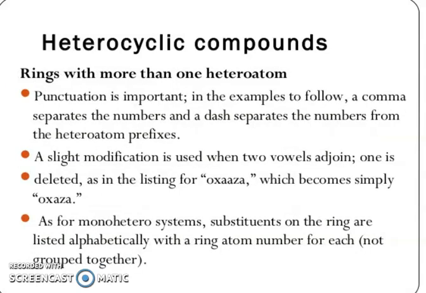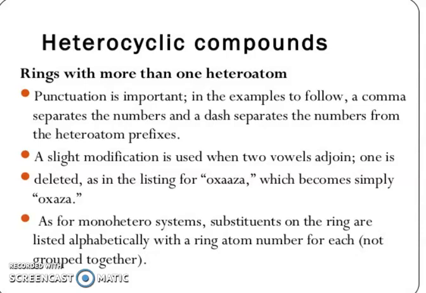Now friends, in rings with more than one heteroatom, punctuation is important. In the examples to follow, a comma separates the numbers and a dash separates the numbers from the heteroatom prefixes. I will talk about it later and give you examples, then this topic will be very clear to you. So don't worry, I am giving the first point and then I will show you with examples.